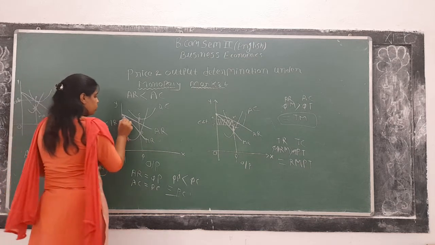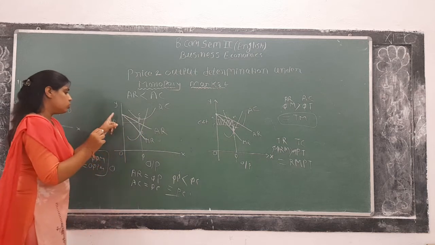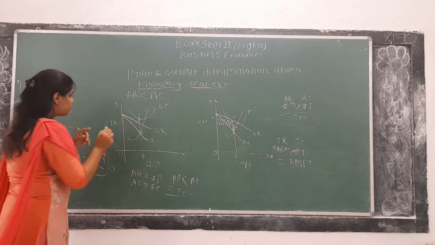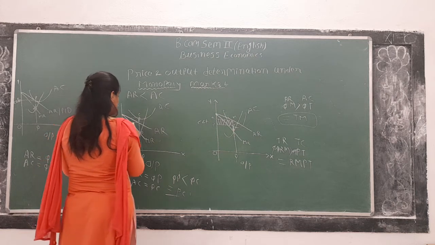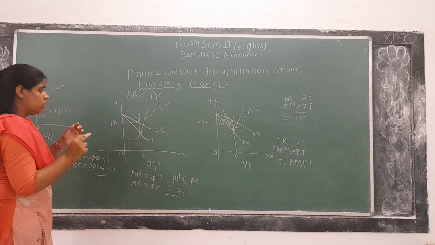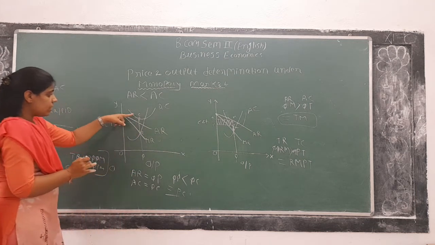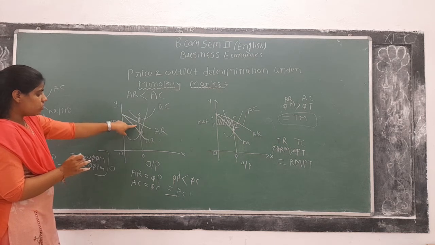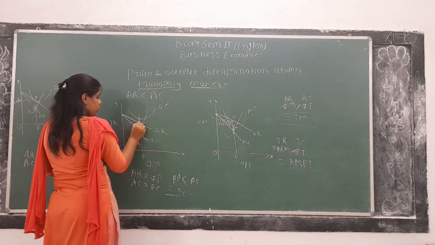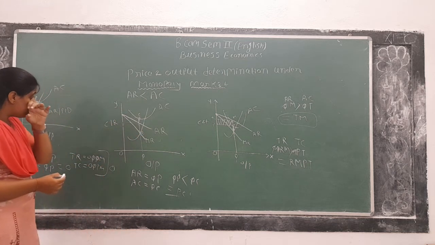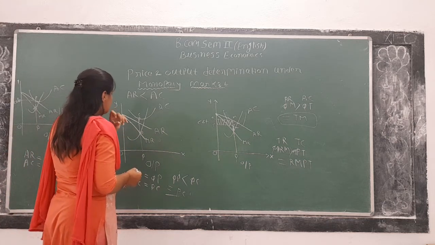If you are going to talk about total, we are going to give it a name. This is the average revenue curve and this is the average cost curve. So here the average revenue is less than the average cost.